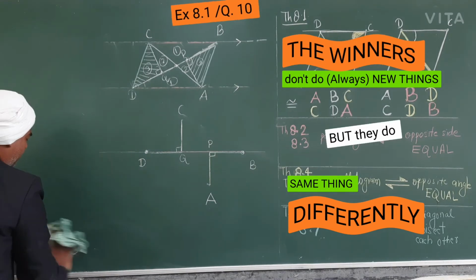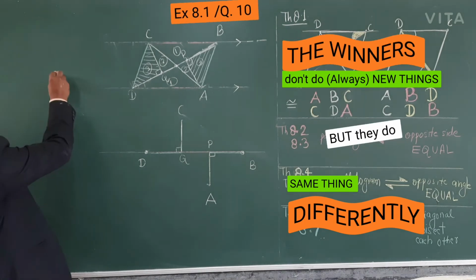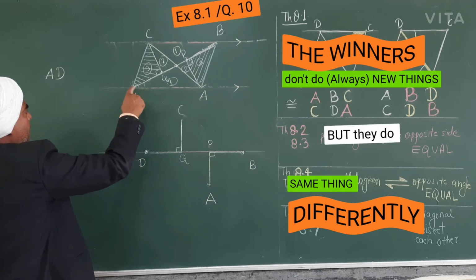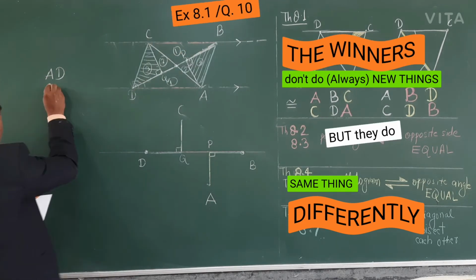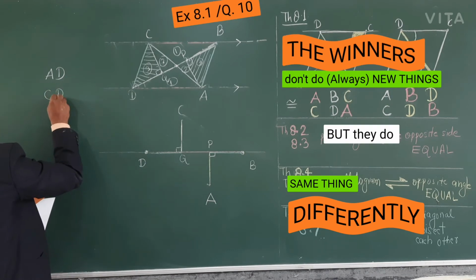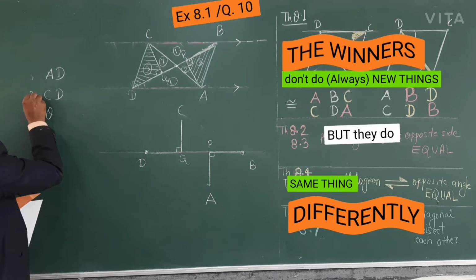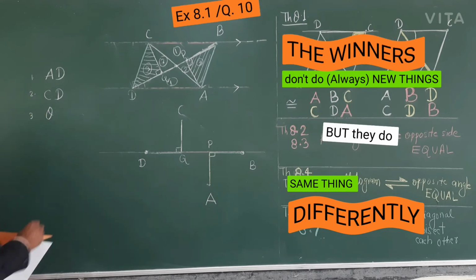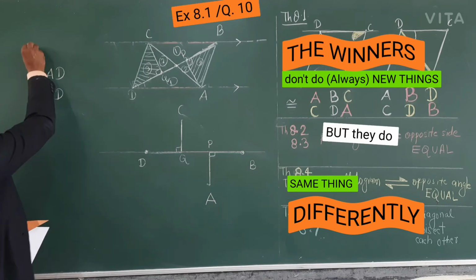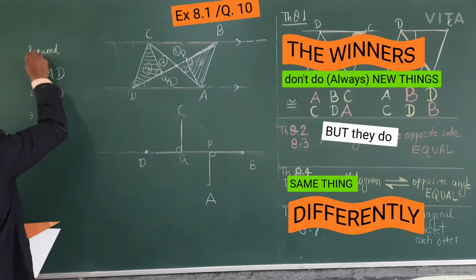This I have told you in all my videos. So the 3 things are what? AD, because AD is equal to BC. Then DC or CD, and then angle theta. The 3 things, 1, 2 and 3. These are the sides and this is the angle between them. These 3 things are required, or should be known.